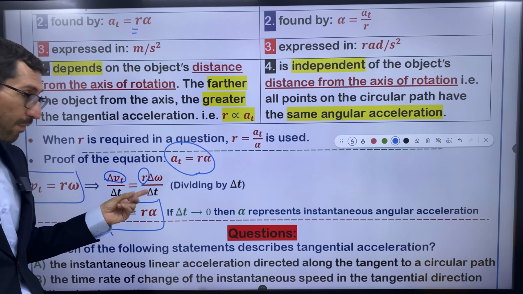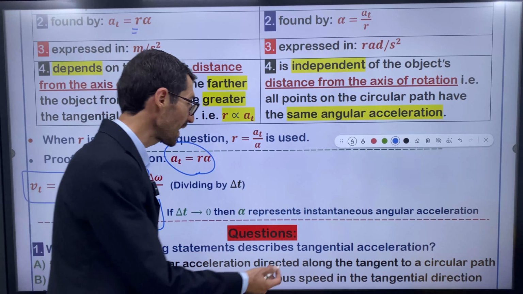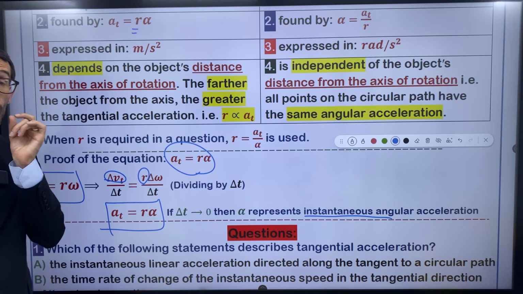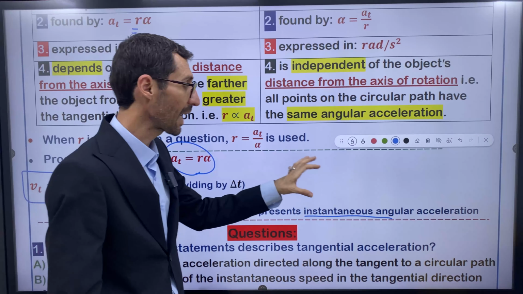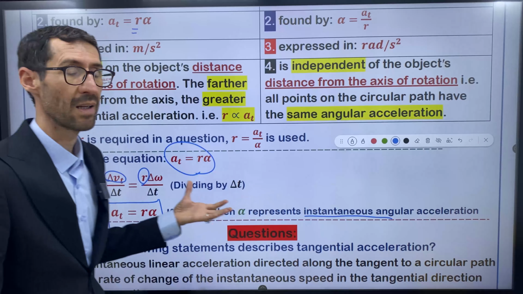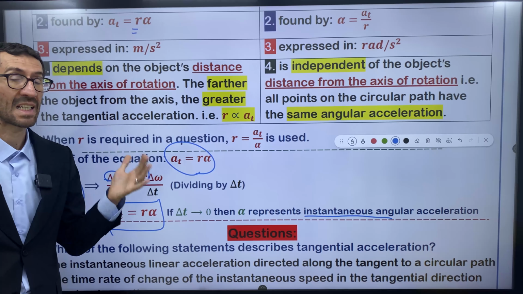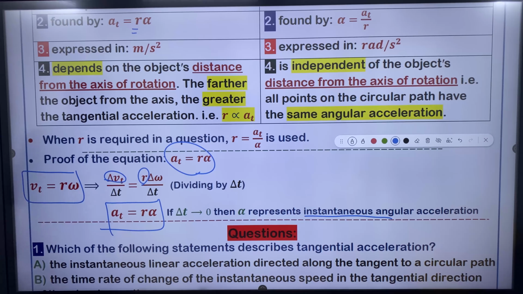What happens to the equation? We have a note here. If the time interval is very short, alpha represents instantaneous angular acceleration, not average angular acceleration, right?